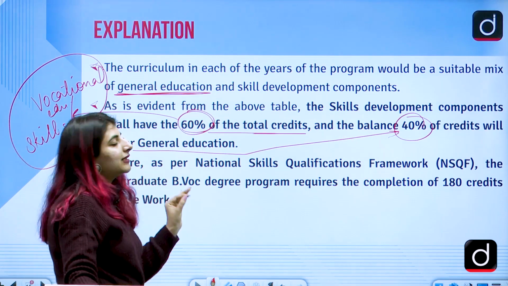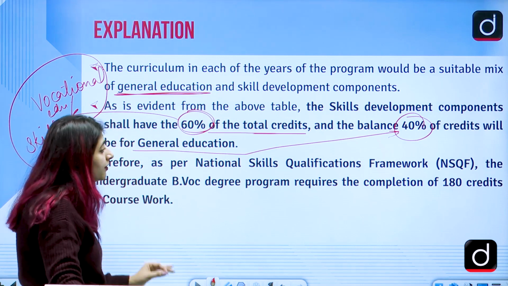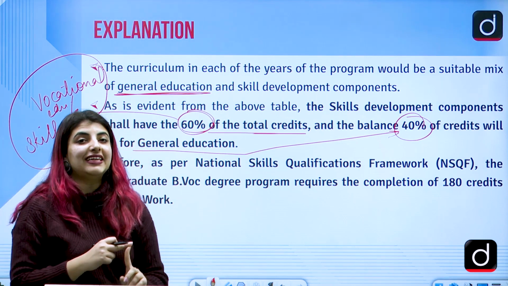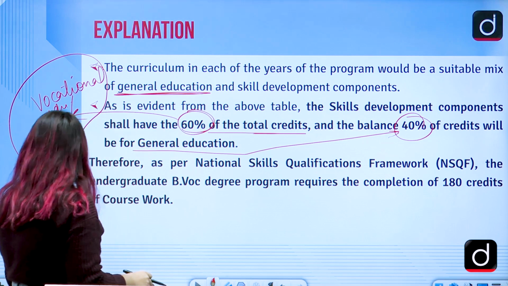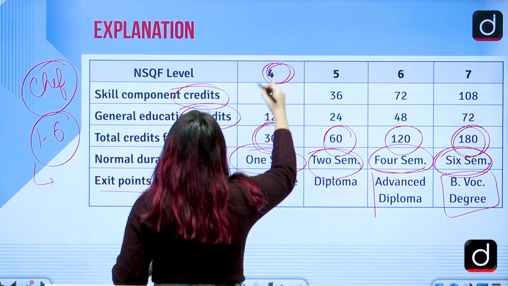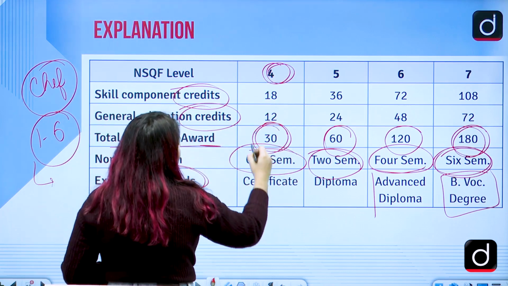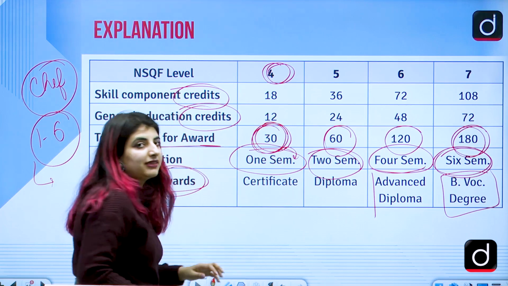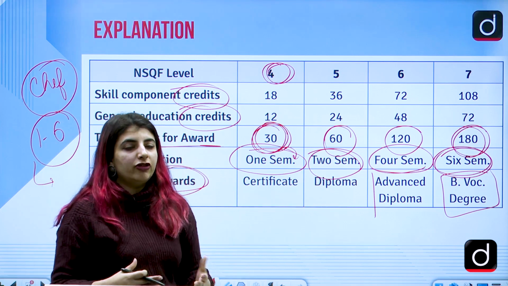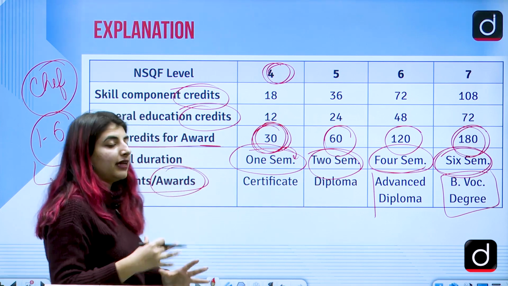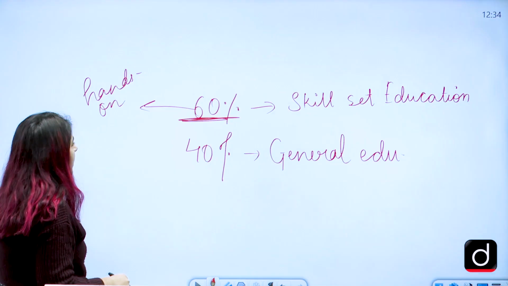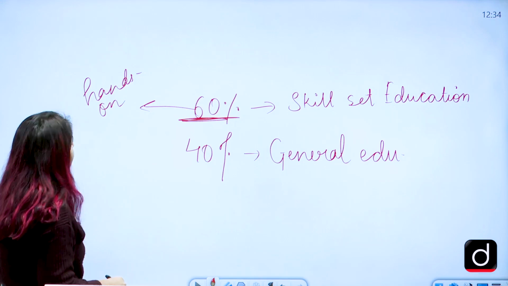Therefore, as per the National Skills Qualification Framework, NSQF, the undergraduate B vocational degree program requires the completion of 180 credits. If you want to, you can jot down these things. These are not really important. You can jot down first of all the levels and then the total credits. If you get 30 credits, it means that you have done one semester and you are going to get a certificate, diploma, advanced diploma and the B vocational degree, and so on. So you can screenshot this or maybe pause the video and make your own notes, because more than screenshotting it, it's better to jot it down somewhere where it will be helpful.